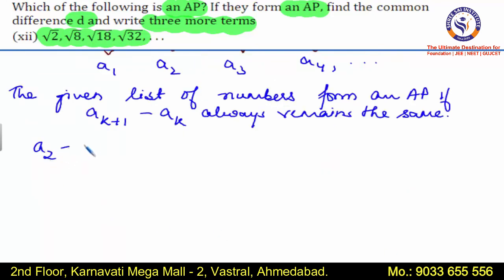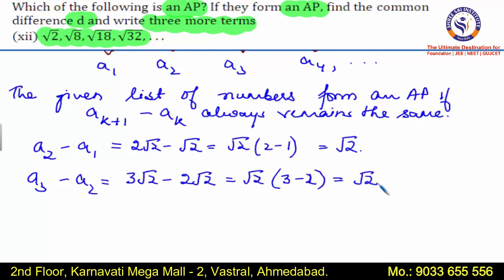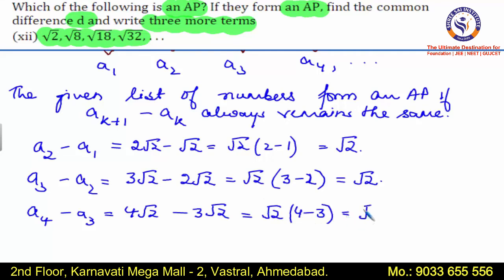Let's check it out. First, let us find a2 minus a1. Now a2 is 2 root 2 and a1 is root 2. Taking root 2 common, we have 2 minus 1, which implies root 2. Now let us find a3 minus a2. This is equal to 3 root 2 minus 2 root 2. Taking root 2 common, we have 3 minus 2, which is equal to 1 root 2 or root 2. Let us find out now a4 minus a3. This is equal to 4 root 2 minus 3 root 2. Taking root 2 common, we have 4 minus 3, and this is again equal to 1 root 2 or root 2.